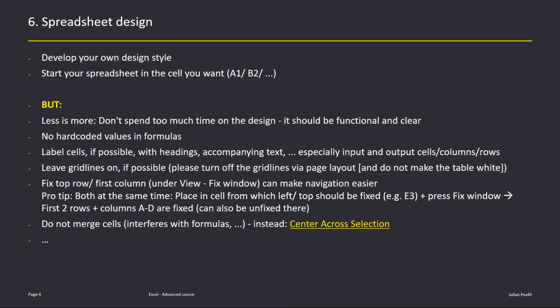You should place your current position in the cell from which left or top should be fixed, and then press Freeze Panes under the View ribbon. For example, if you want to have the first two rows and columns A to D fixed, place your position into cell E3 and then press Freeze Panes under the View ribbon. And you can also unfreeze this under View, Freeze Panes.